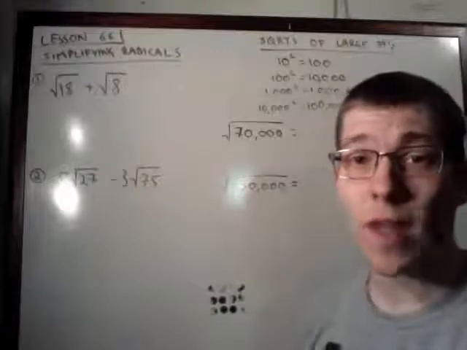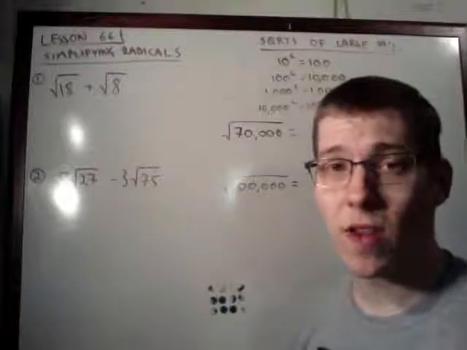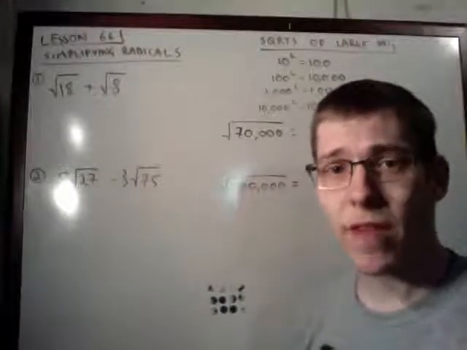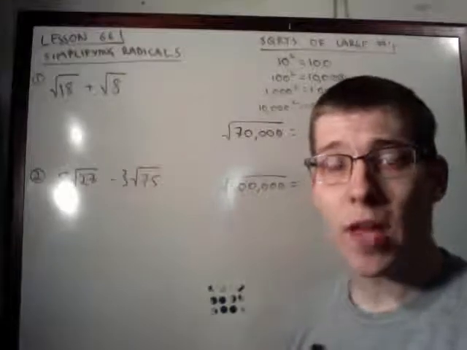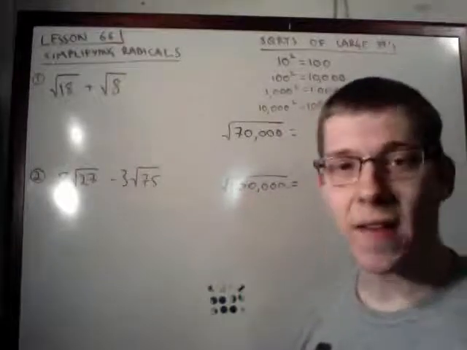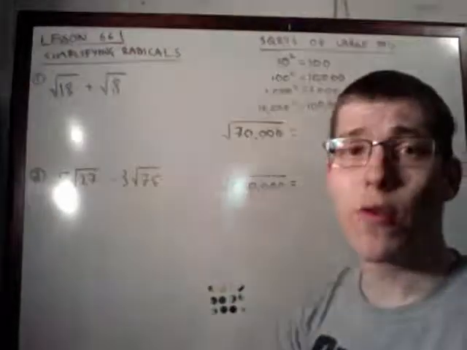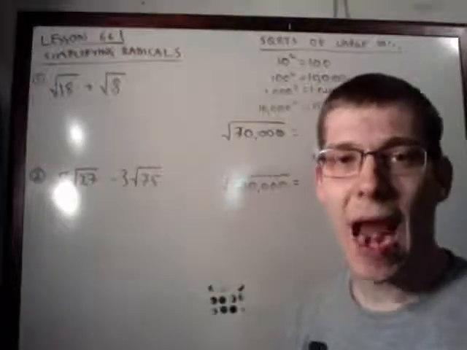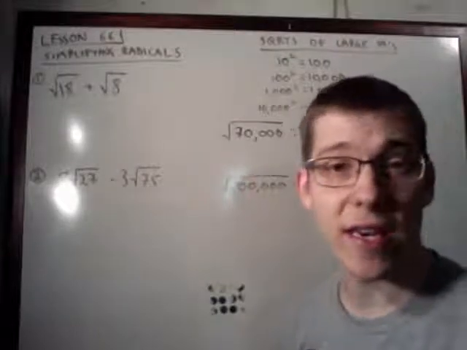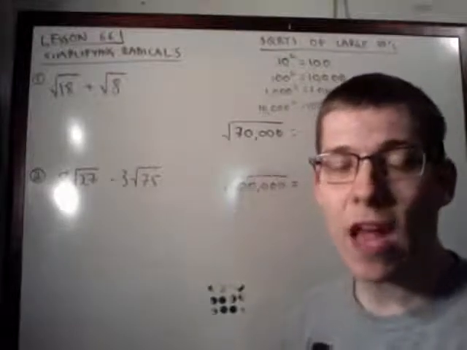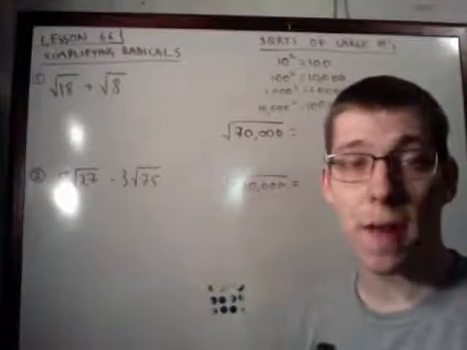All right, simplifying radicals. Now, a couple of lessons ago, we talked about the fact that any radical can also be expressed as the radicals of the factors of that number. So, for example, the square root of 18, we can rewrite that as the square roots of two factors of 18. Number of ways we can break down 18. The most helpful, though, is going to be 2 and 9.